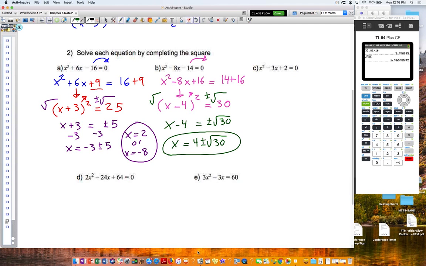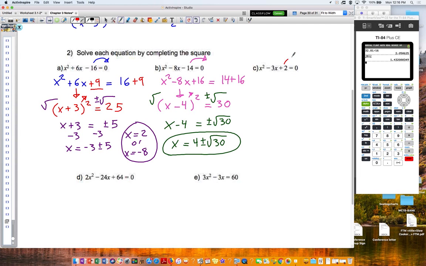All right, letter C. Oh my goodness, letter C is the hardest of them all. I will tell you right now, you will not have one like this on the test. We will make sure that that middle number is an even number. But since it's on the review, I'll show it to you anyway.